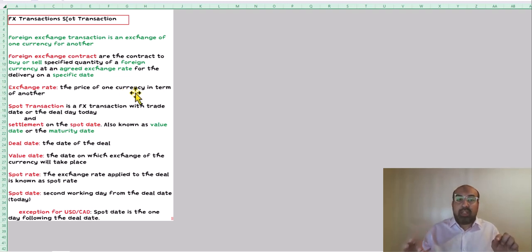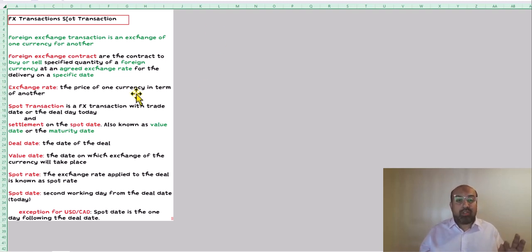The deal date is the date of the deal, which is today, and the value date is the date on which the exchange of the currency will take place, and the spot rate is the exchange rate that is applied to the deal. Spot date is the second working day from the deal date, that is today, and there is one exception for US dollar and CAD Canadian dollar. A spot day in that case is 1 day following the deal date.